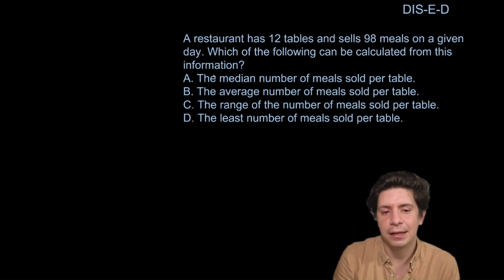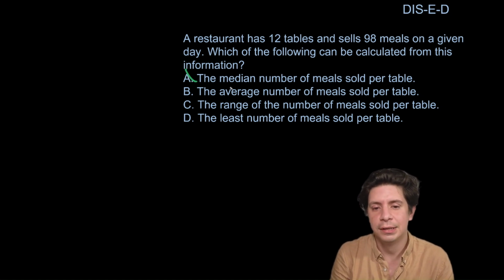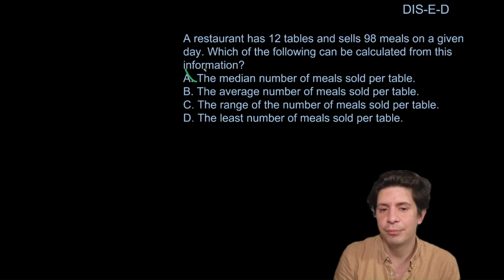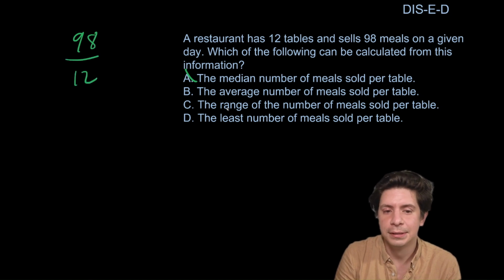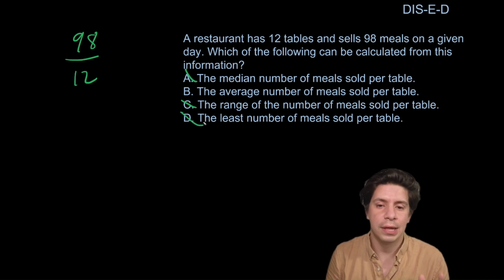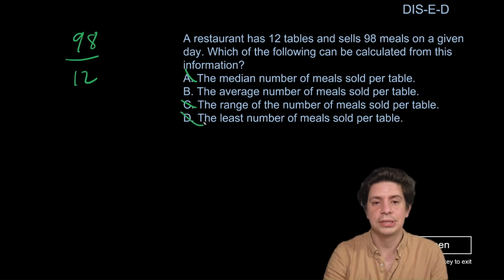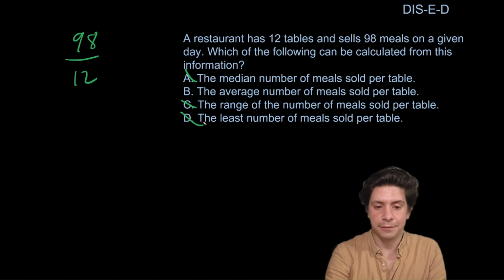When we have that, let's look at our choices. Median, we don't have the spread of the numbers, so we can't do median. Average number of meals sold, that would be it, because we could do 98 for total divided by number of things and get it. Range, we don't have a minimum or a maximum, so we can't do that. And the least, we don't have the minimum. So it is the mean or the average number of meals sold. This is just testing your knowledge of what you can get from certain pieces of info.